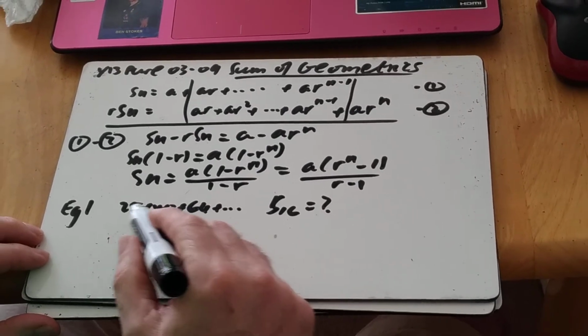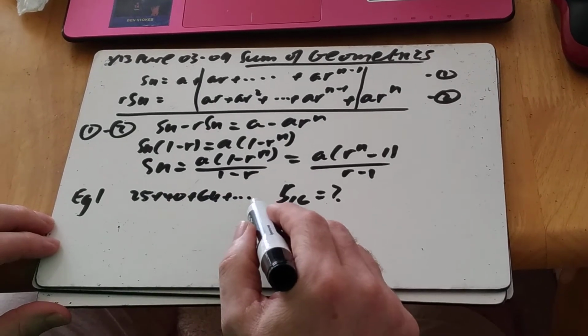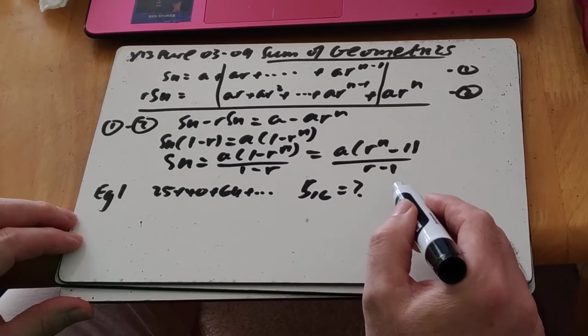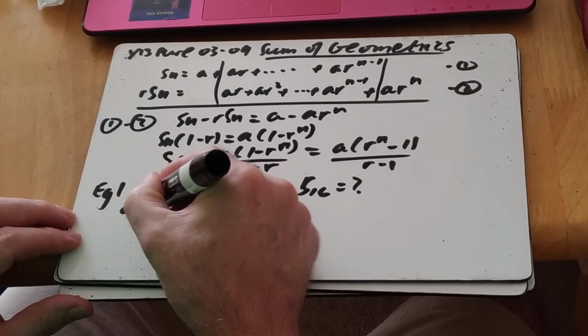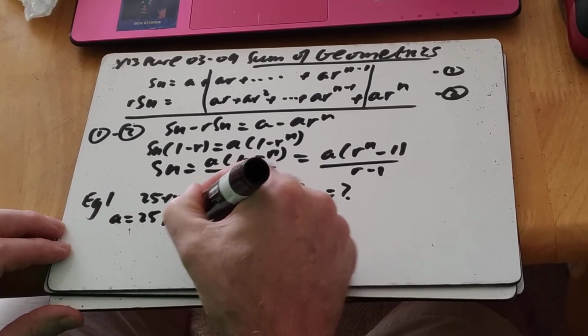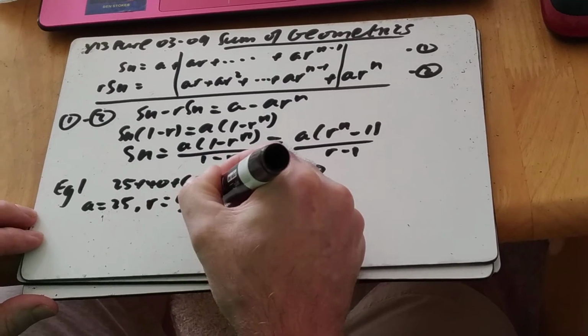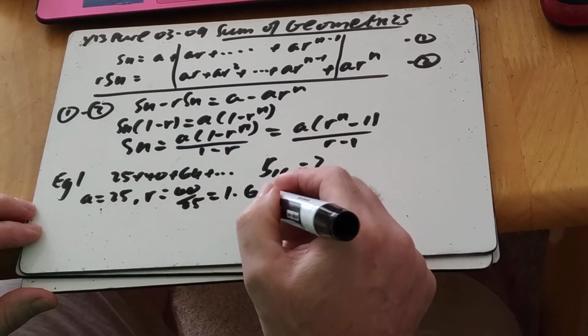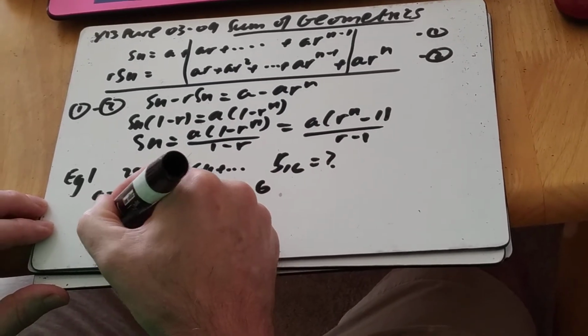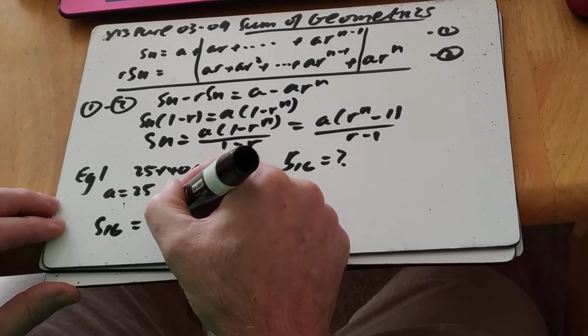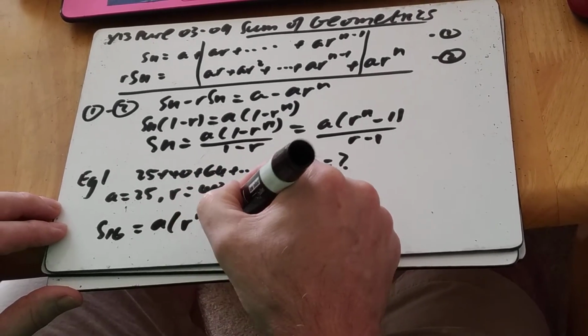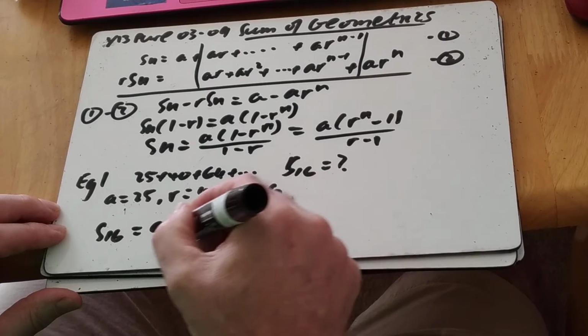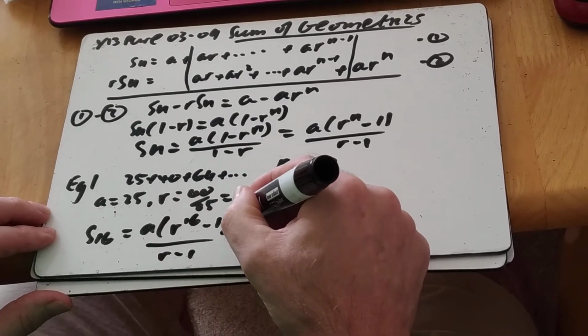So I'm given 25 plus 40 plus 64 plus so on and so forth, and we're asked for the sum of the first 16 terms. So a equals 25, r equals 40 over 25, 8 over 5, 1.6. I quote this one because r is bigger than 1: a bracket r to the 16 minus 1 over r minus 1.